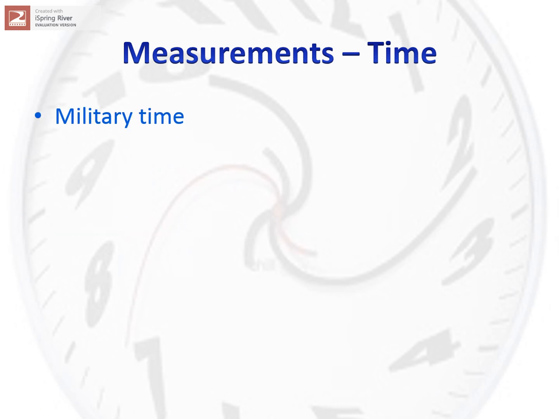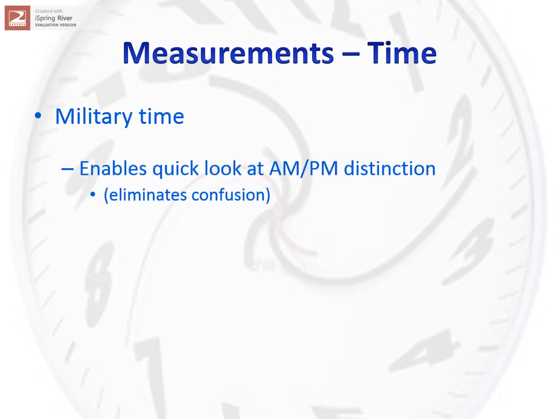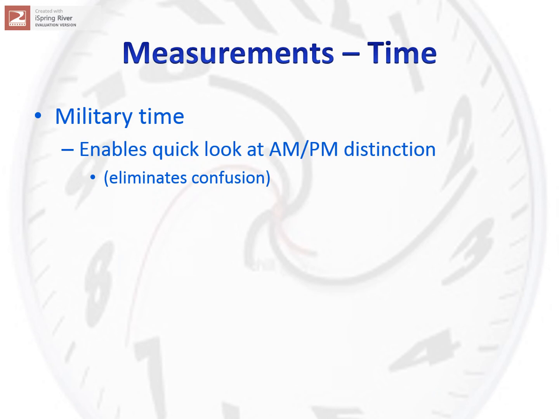We're going to talk about time real quick. Military time is an extremely useful thing to know. It enables you to look at AM and PM and know which one's which. Oftentimes people take a quick look and they mistake one for the other, or they write it wrong. So this eliminates the confusion. You can look and automatically know whether it's in the morning or in the afternoon or evening.